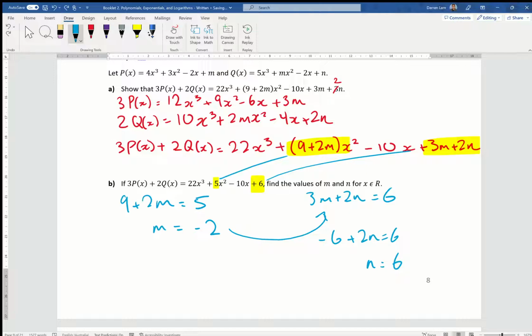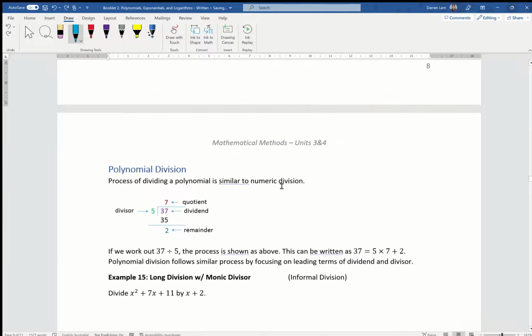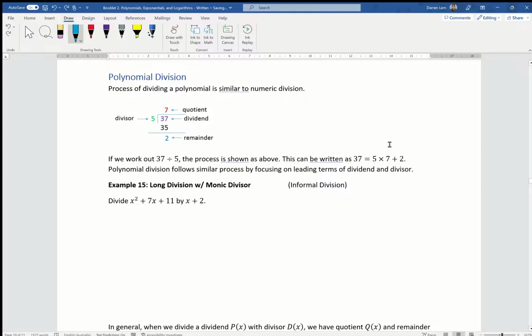Let's move on to our polynomial division. Ooh, that was your favorite topic last year, wasn't it? Yeah? The excitement on your faces, it's glowing. Alright, polynomial division. It's very similar to normal numeric division. Of course, we're using long division, because if you can do this in shorthand, I'll be quite impressed.